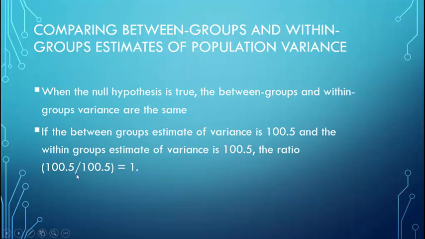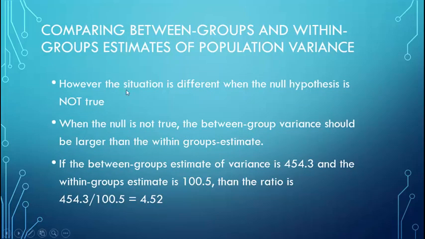Okay, and I just made these numbers up, the 100.5, it could be anything. I'm just making them up, but they would be the same under the null. 1 is your ratio. However, when the null hypothesis is not true, the between group variability, the difference between the means, should be larger than the within groups variability. So if the between groups variability is 454.3 and within groups is 100.5, then when you do the ratio, 454.3 divided by 100.5, you get 4.5. This number is greater than 1, and that's starting to suggest that we do have an effect of the independent variable on the dependent variable.